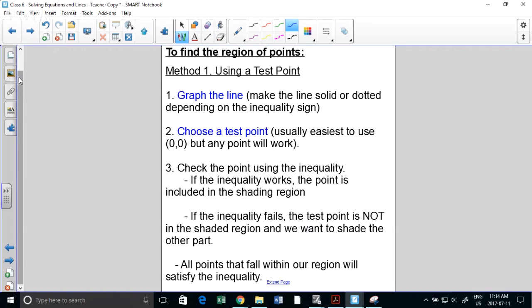Then you're going to choose a test point. If you can, use 0, 0, because anytime you have 0, something cancels out, it makes my life a lot easier. But any point will work. You're going to plug it into the inequality to see if it works. If it works, then I'm going to shade the half that my test point falls in. And if it doesn't work, I'm going to shade the other half.